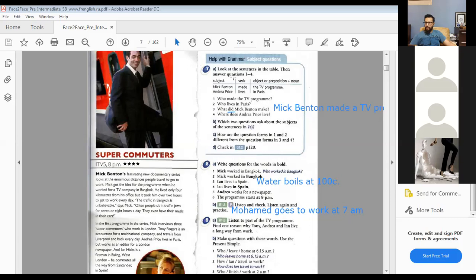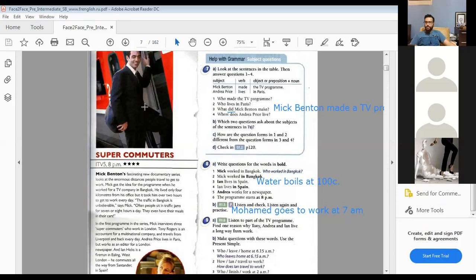Okay, hint. Can you do number 4? Andrea Browns. Just a minute. Let me check the paragraph. Okay. Where does Andrea Price live? The answer is Andrea Price lives in Paris. That's correct. Andrea Price lives in Paris.